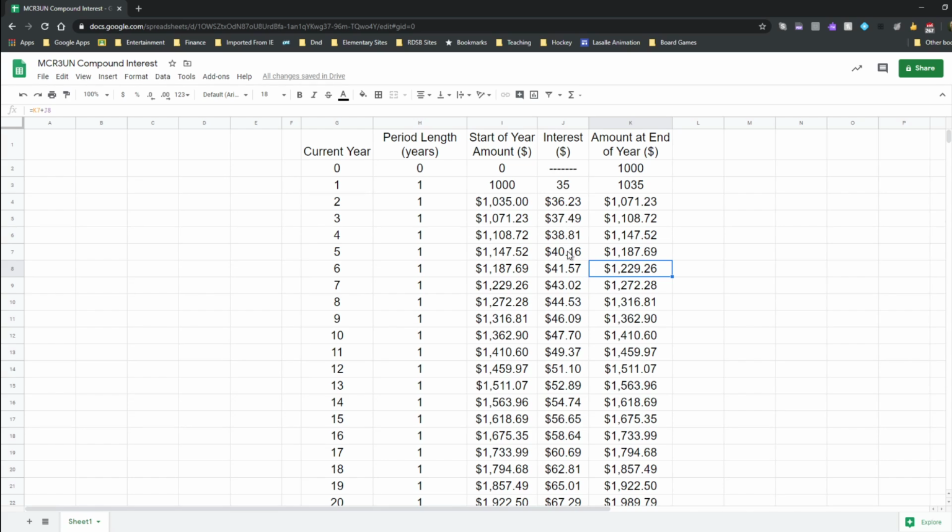Now look at all the interest amounts, how they're changing. They're getting bigger and bigger and bigger. And they're not getting bigger linearly. The change from 35 to 36.23 is $1.23. That is not the same amount as the change from 36.23 to 37.49. So the amount of interest keeps compounding. That's what compounding means. You're getting interest on your interest, which means you keep getting more and more interest as the years go by.